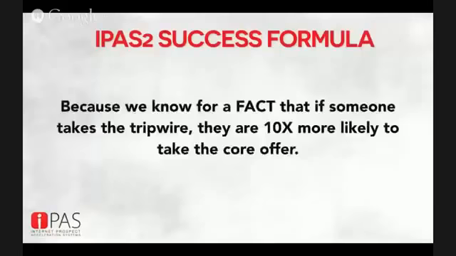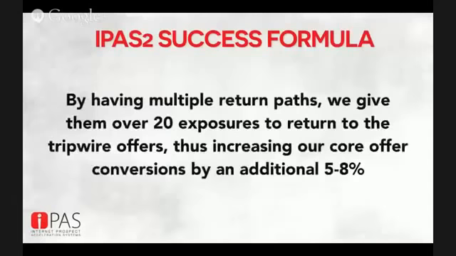Why do all this? Well, because we know for a fact that if someone takes a tripwire, they're 10 times more likely to take the core offer. And by having multiple return paths, we give them over 20 exposures to return to the tripwire offers, thus increasing our core offer conversions by an astonishing 5 to 8%, you guys.